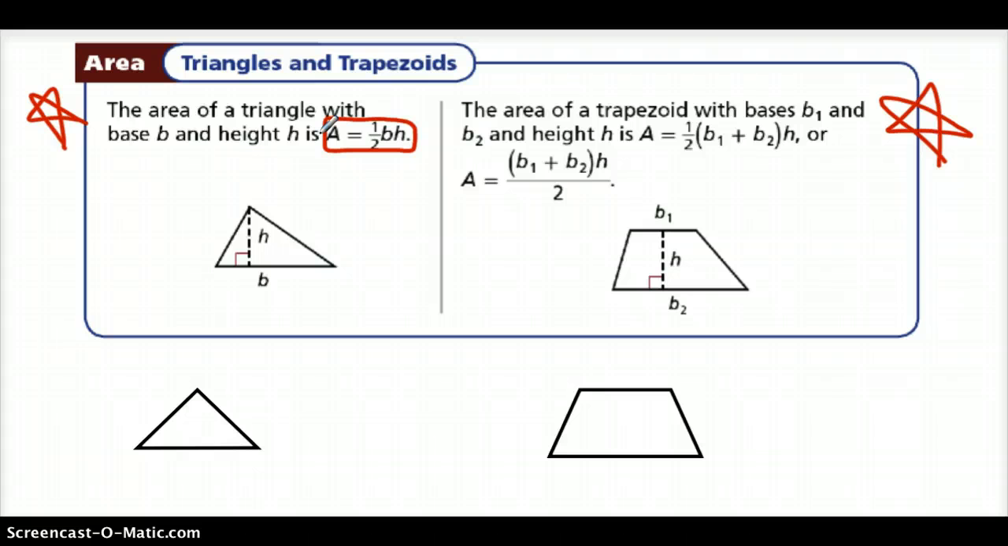Now it says the area of a trapezoid with a couple different bases, base 1 and base 2, and a height of h is this. Area equals 1/2 times the quantity of base 1 plus base 2 times the height. Or if you prefer the fraction, this is another way that you can write this. Now let's look at a way that we can sort of derive this given what we know about parallelograms.